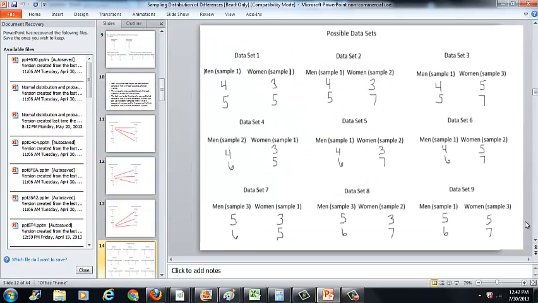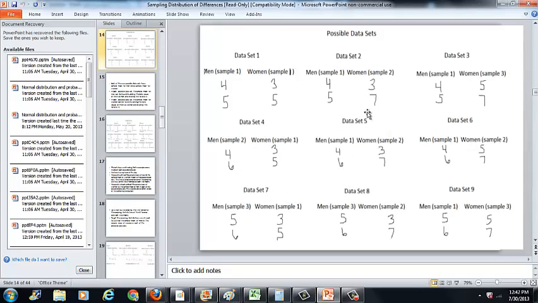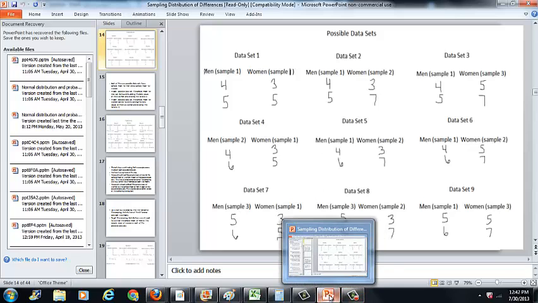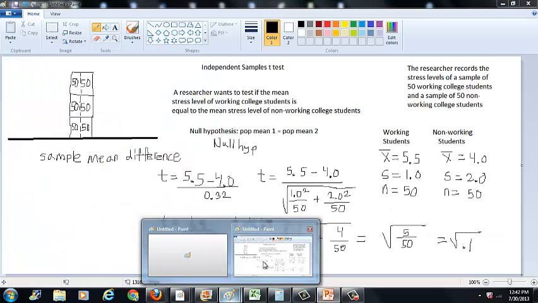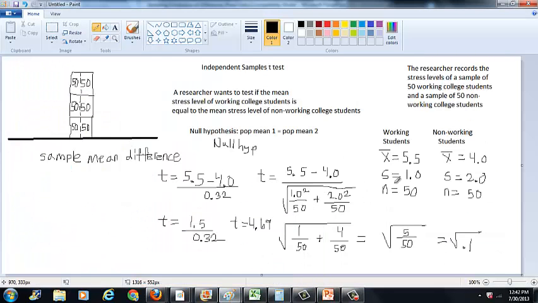And 9 actually ends up being the number of possible combinations of 4 that might be selected in your data set. So if we wanted to find out the number of possible combinations of 100 that we could select, we would have to multiply the number of combinations of 50 working students by the number of possible combinations of 50 non-working students. And we can also predict the shape of this graph.